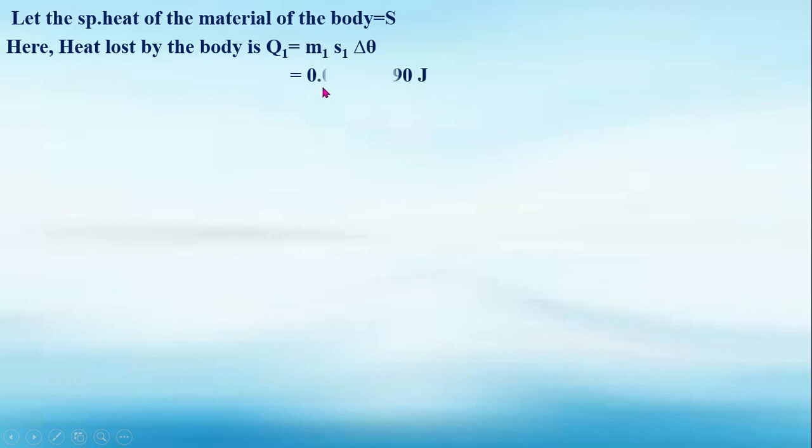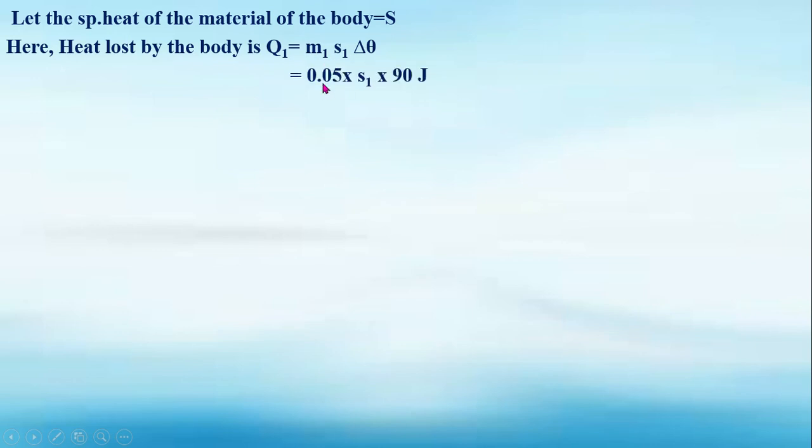So here the specific heat of the material of the body is unknown. Heat lost by the body Q1 equal to M1 S1 del theta, because the object whose temperature was 120 degrees Celsius was dropped into the calorimeter that contains water at 20 degrees Celsius. So here that hot object will lose heat. So heat lost by the body Q equal to Q1, that is equal to ms del theta.